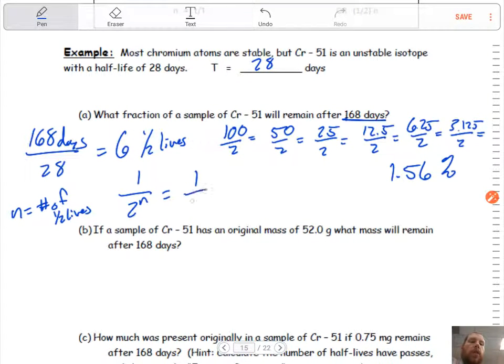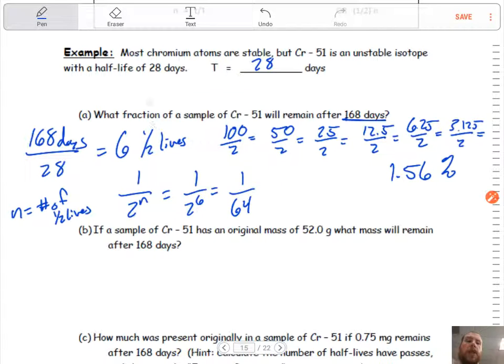In this case, it'd be 1 over 2 raised to the 6th power, and 2 to the 6th power is 64, so 1 over 64. If you were to take 1 divided by 64, you would get the same percentage as before: 0.0156. Just remember, this is a percentage versus a fraction, so to get a true fraction, you would have to divide this by 100. You can either put it in percentage form or fractional form. They really mean the same thing.